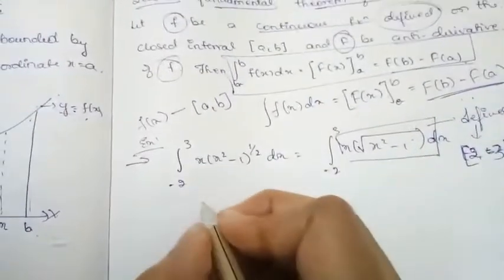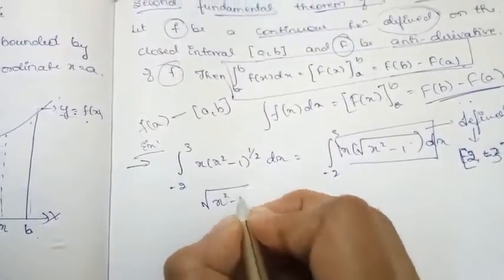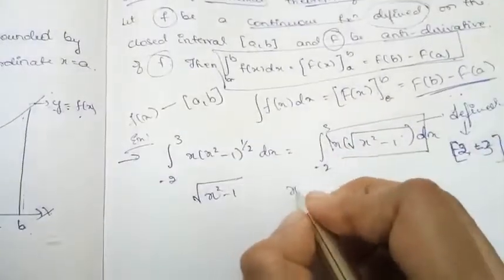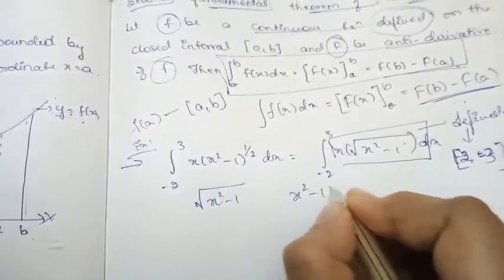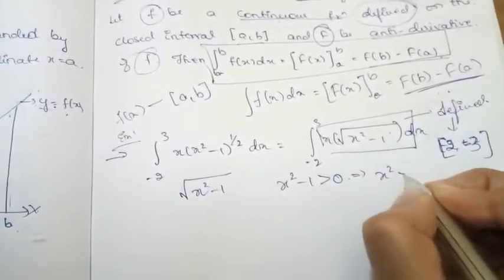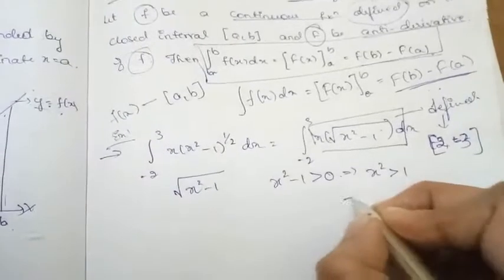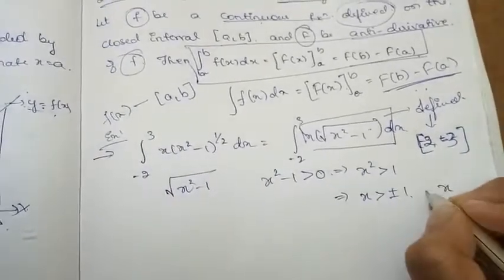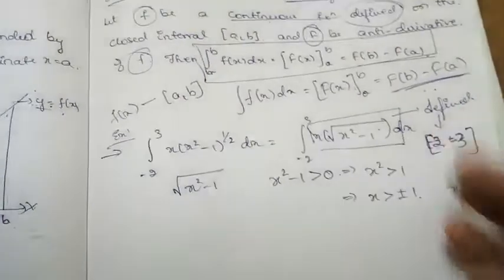Here we have the square root of x square minus 1. Since we are talking about the definite integral, obviously with a square root, x square minus 1 should be greater than 0. What does that imply? X square should be greater than 1. This implies x should be greater than plus or minus 1. That means x should be what?